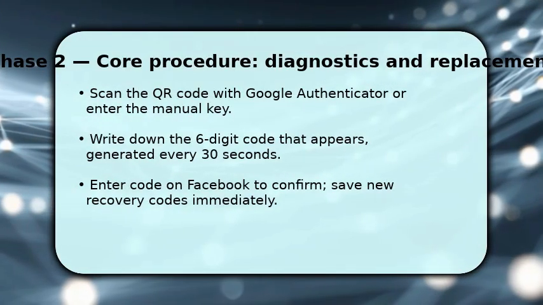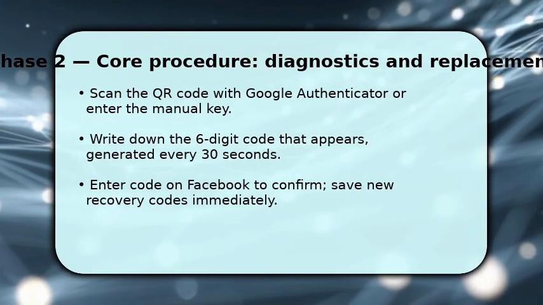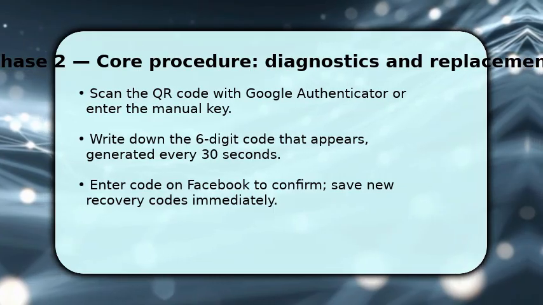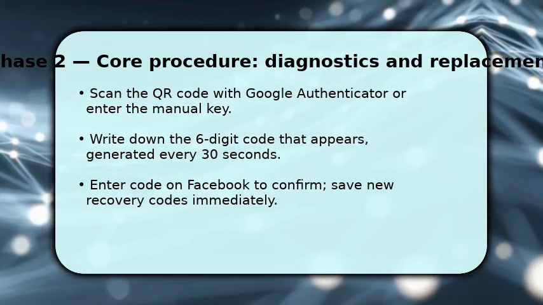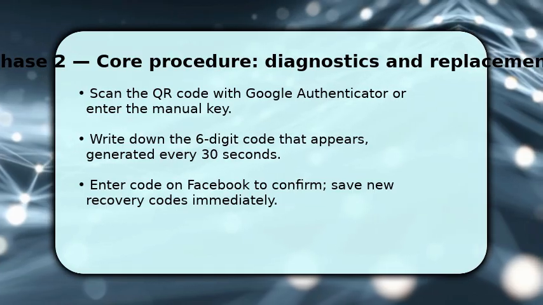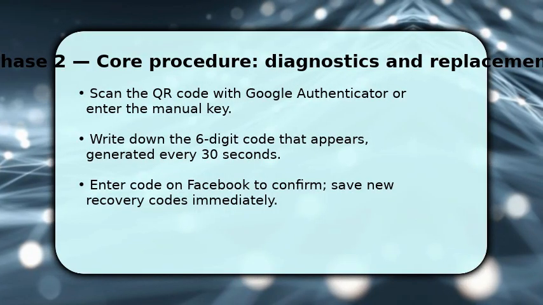Now you link the apps. Open Google Authenticator, tap to add an account, then scan Facebook's QR code or paste the manual key. Once scanned, Authenticator shows a 6-digit code that refreshes about every 30 seconds. This proves the link. Enter the current code back on Facebook to verify.